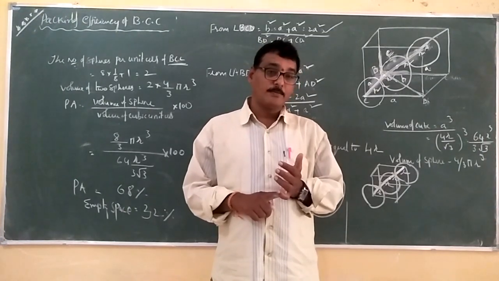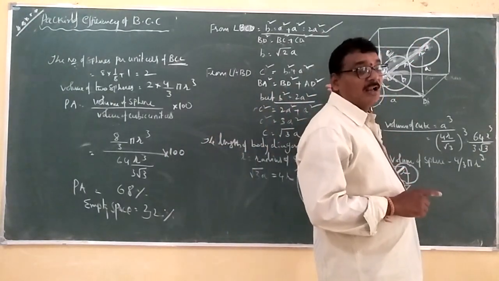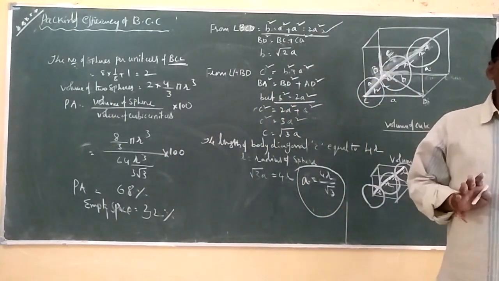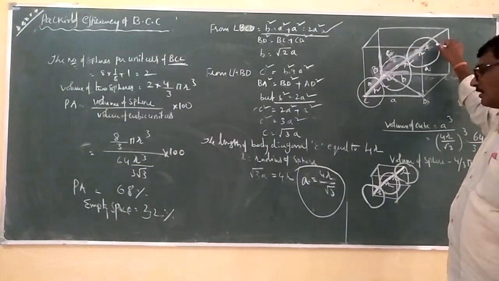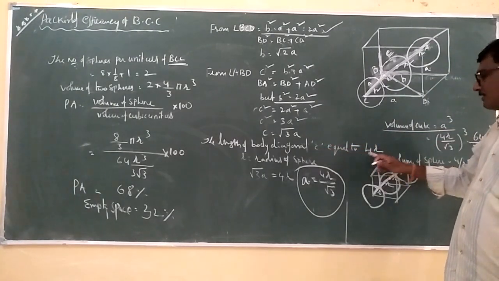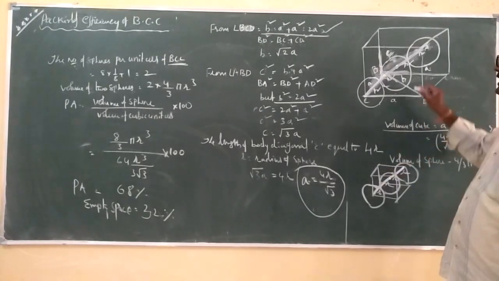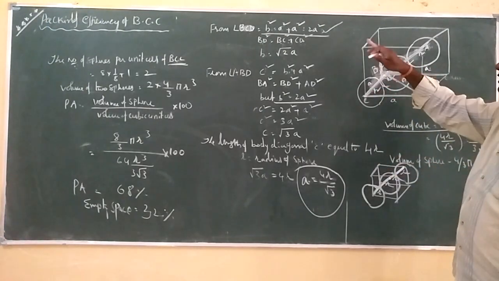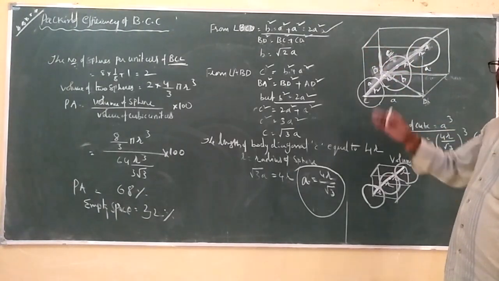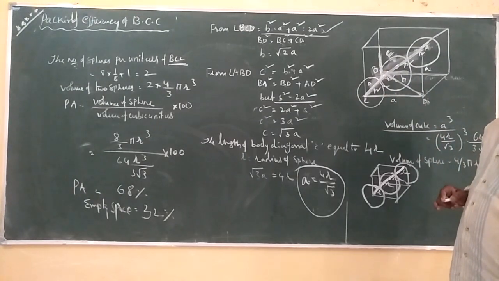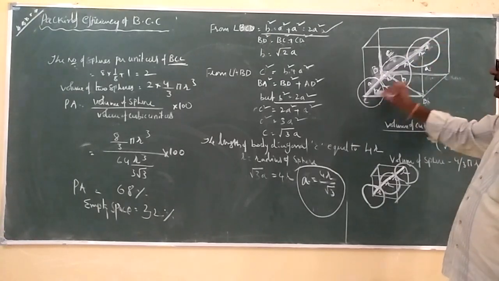Body centered cube: first we have to take a body diagonal. Here 3 spheres contribute. That body diagonal length is equal to C, and C is nothing but 4R. So the length of body diagonal C equals 4R. In triangle BCD, b square is equal to a square plus a square, which is 2a square. So b is equal to square root of 2 into a. Next, triangle ACD.